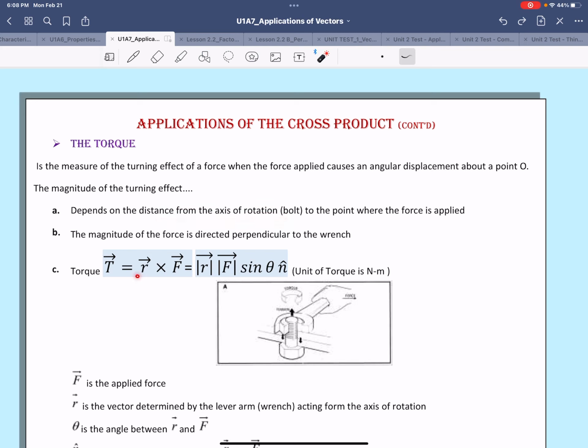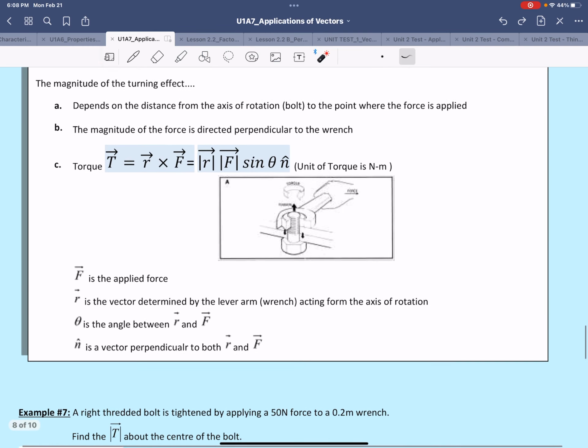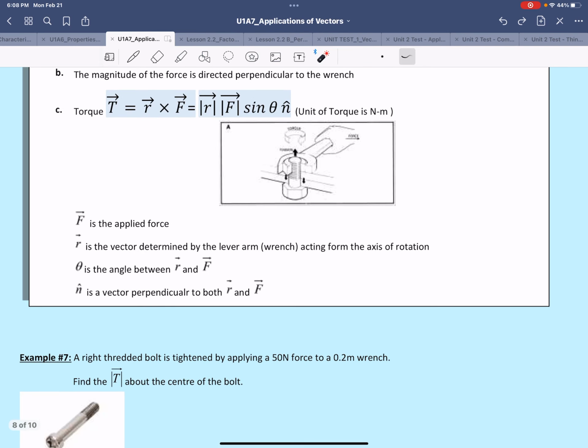So this would be the cross product of the two, which is also described as the magnitude of r, magnitude of F, sine theta times the unit vector n. Remember, torque is a vector quantity because it's given as the cross product of two vectors, which is another vector quantity. Now, F is the applied force.